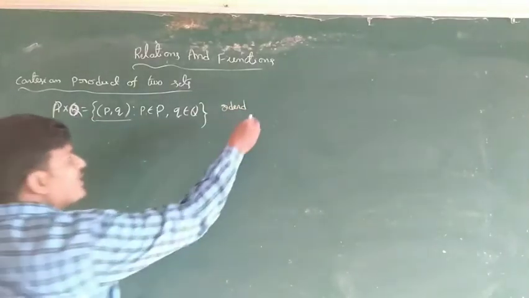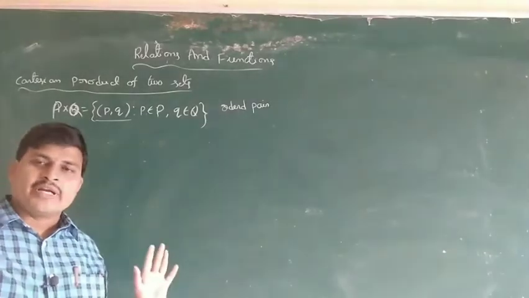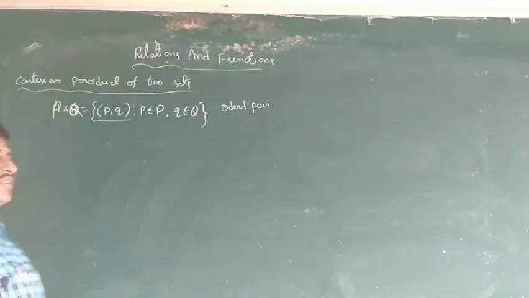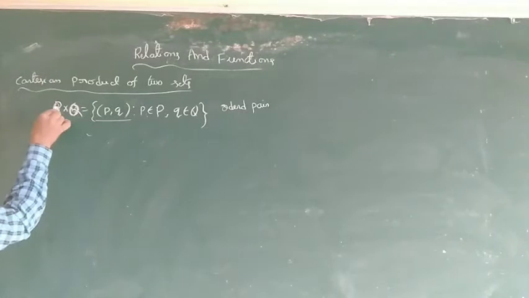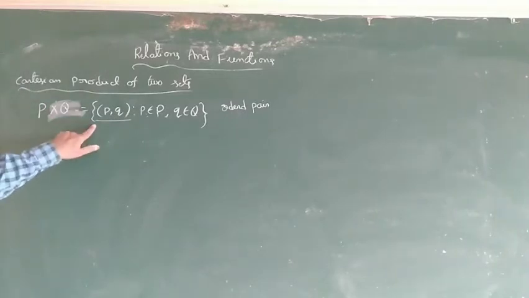Ordered pair. Not an open interval. Actually, in sets this is an open interval, but here in the Cartesian product, this bracket is called an ordered pair (p, q), where p belongs to P and q belongs to Q. This is P cross Q, the Cartesian product of P and Q. This is the definition in set builder form.